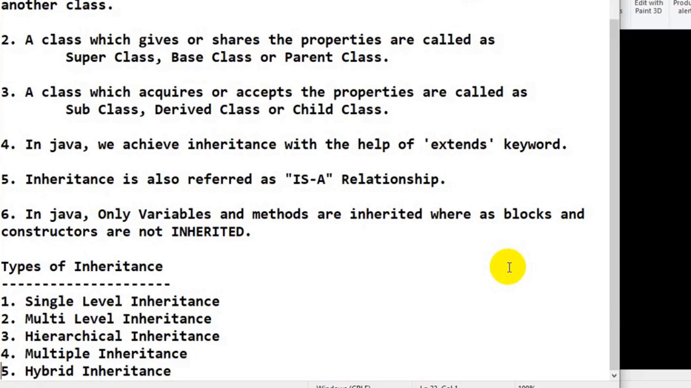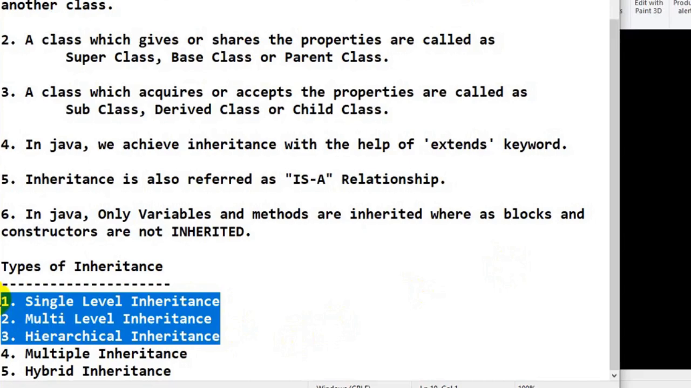In Java, are all the properties inherited here? No. In Java, only variables and methods are inherited, whereas blocks and constructors are not inherited. What are the different types of inheritance here? Single level, multi-level, hierarchical. Only these three types of inheritance are supported explicitly in Java. Multiple is not supported, and hybrid only up to some extent, not completely. So these are the few things we are supposed to understand with respect to Java.